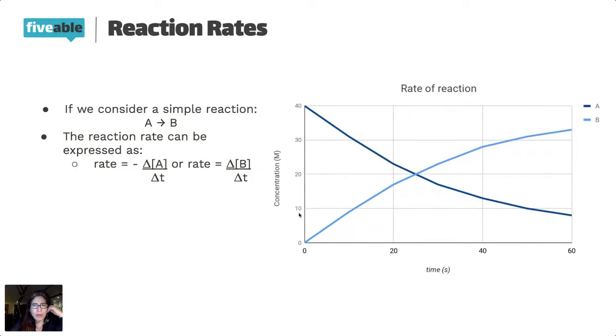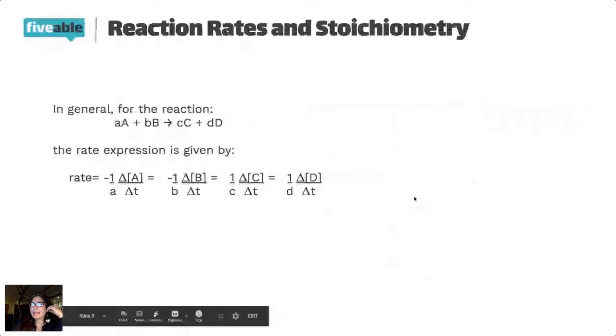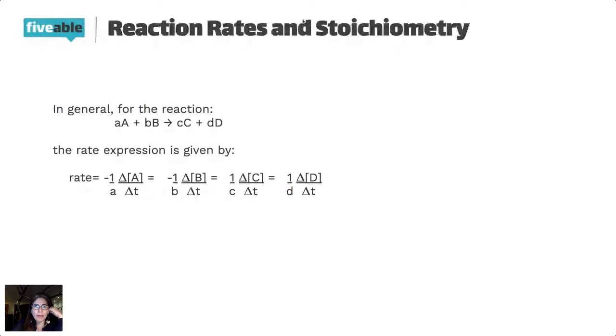In this graph, what we can see is the reactant starts here at 40 molarity. It could be whatever concentration. And of course, the product will start at 0. In the beginning, you won't have any product. As the reactant starts decreasing, of course, the product will start increasing, right? And the rate of reaction is how fast the reactant decreases its concentration and how fast the product is formed. Does this make sense?